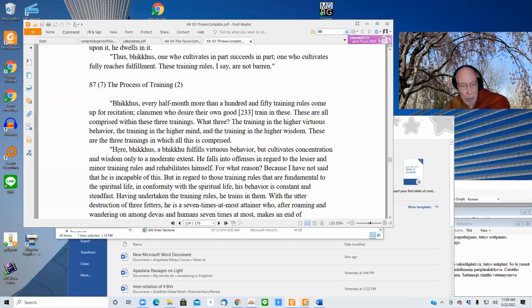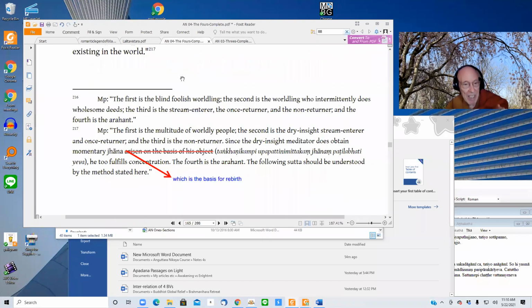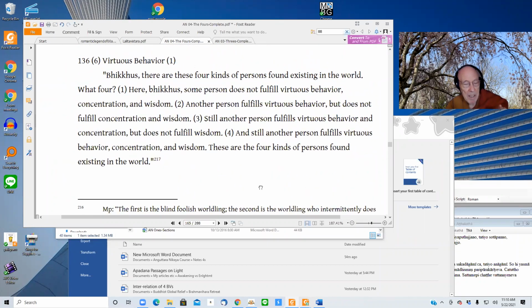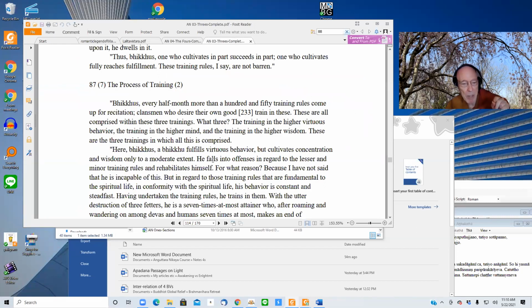Yeah, we don't have to take the whole passage, but it speaks about here a bhikkhu, a monk, who fulfills virtuous behavior, but cultivates concentration and wisdom only to a moderate extent. Actually, this statement is somewhat better, makes it clearer than the statement in the Book of Fours 136, which says that the person does not fulfill concentration and wisdom, which gives the impression that the person doesn't have concentration and wisdom at all. But the Book of Threes makes it clear that this person cultivates concentration and wisdom only to a moderate extent.